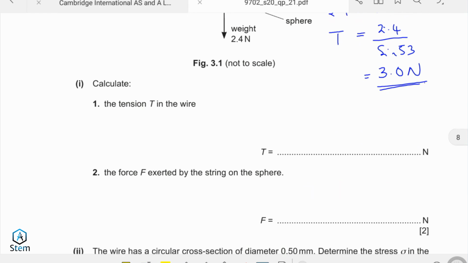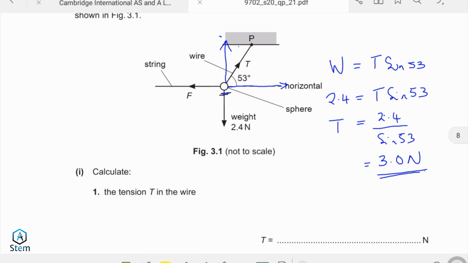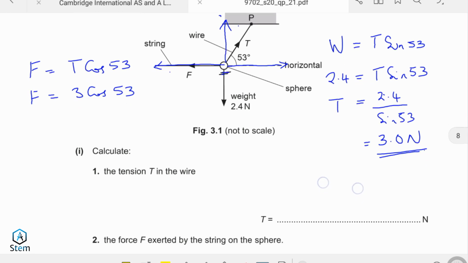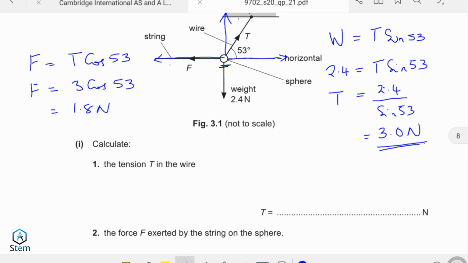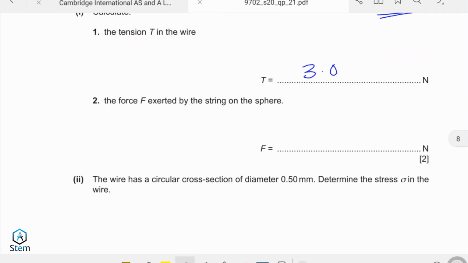The force F exerted by the string on the sphere. All right, we have this force which is going in the horizontal direction. This force is being balanced by the horizontal component of T. So we can safely say F is equal to T cos 53. T cos 53 is the horizontal component of T, which is balancing our F there. And if we substitute the values, we have 3 cos 53, and let's see, we get 1.8. So here we have 3.0, and at the bottom we have 1.8 newtons.